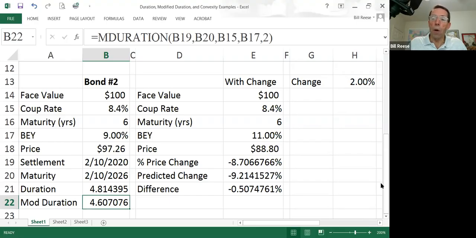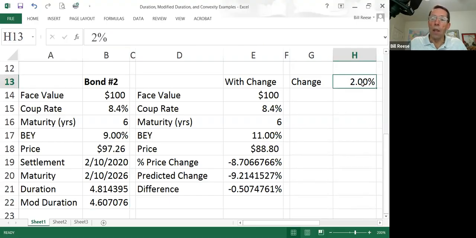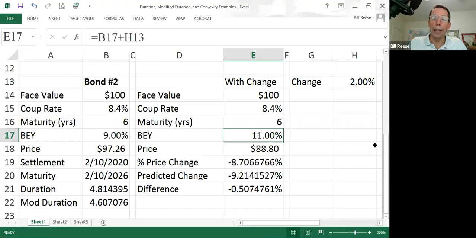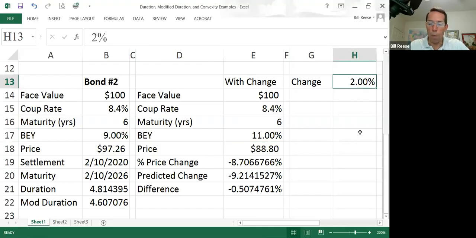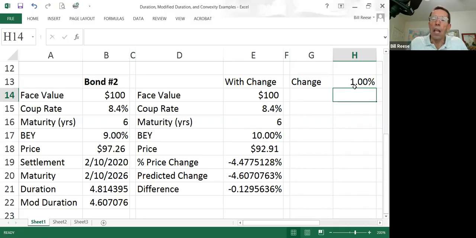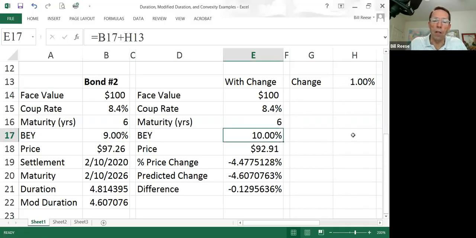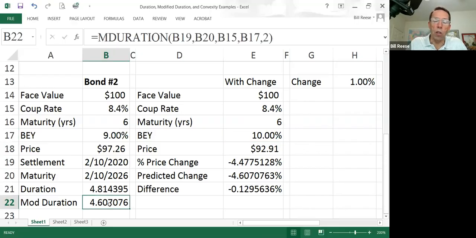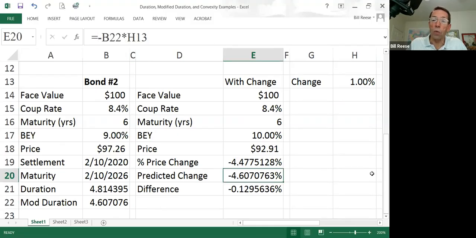So let's suppose, as I've got right on here now, that interest rates on this bond go up by 2%, so the yield goes up from 9% to 11%. I tell you what, let's make it something a little bit easier to see. Let's suppose interest rates go up by 1%. Okay, if interest rates go up by 1% from 9% to 10%, modified duration predicts that the price of the bond will go down by 4.607%. There it is right there.